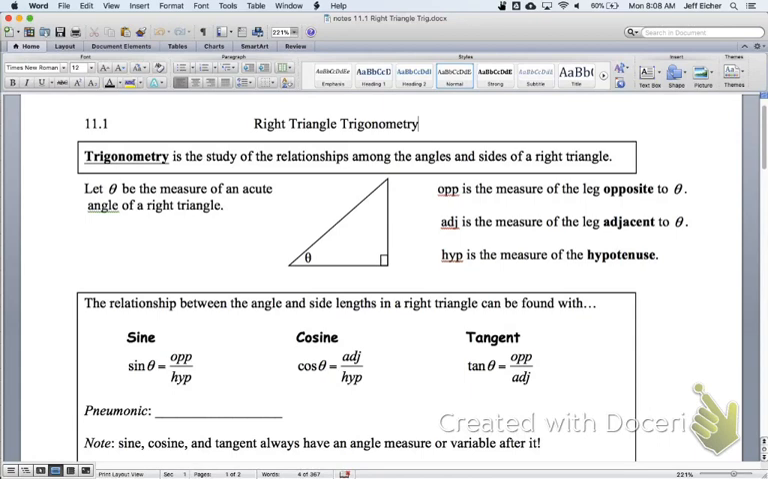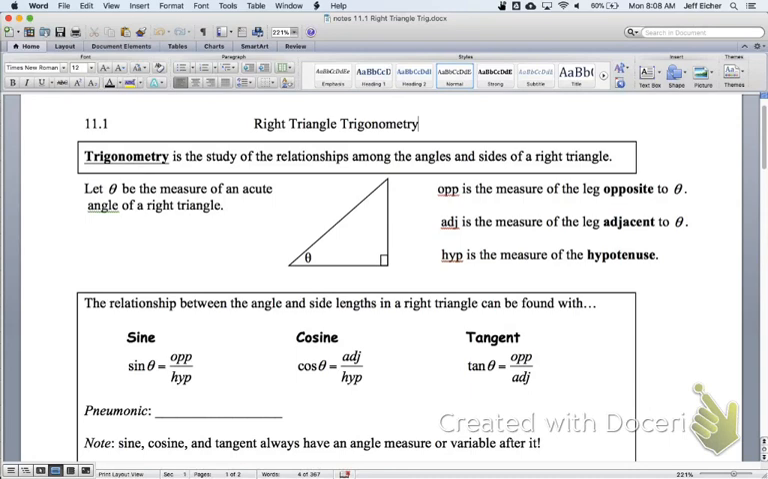But we are going to introduce three new trig ratios, gasp, that you did not cover last year, or at least I don't remember covering them last year. So that will be a little bit of a new part of the lesson today, but spoiler alert, they're just reciprocals. So trigonometry is the study of the relationships among the sides and angles of a right triangle.